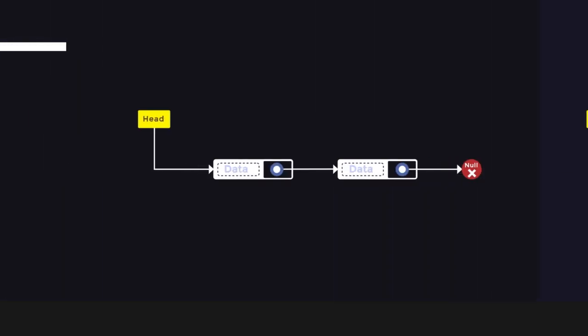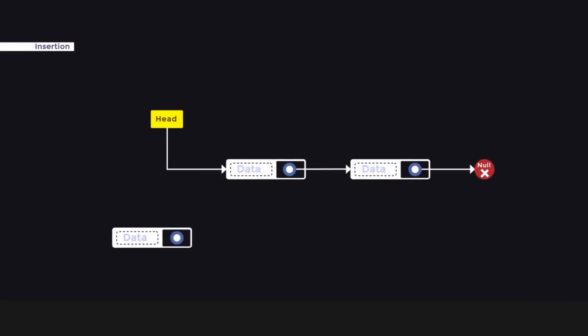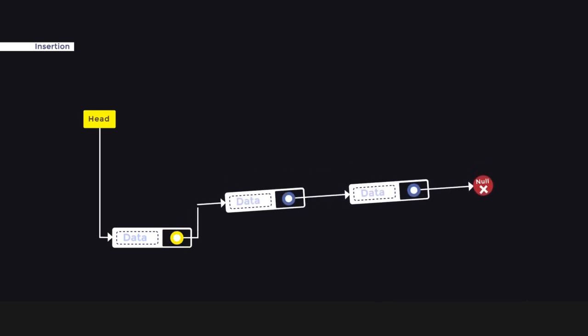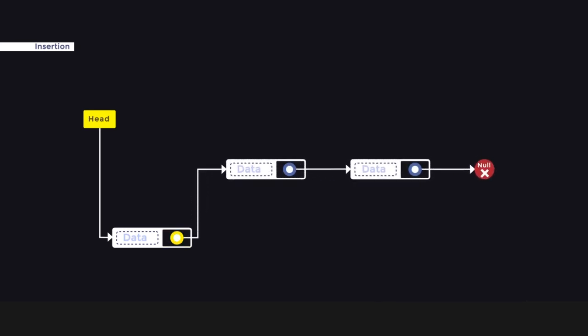And for the insertion operation, suppose we want to add a node at the beginning of the linked list just after head. The only thing that we need to do is to allocate memory for the new node and store data, then change the pointer of the head to point to the new node and change the pointer of the new node to indicate the next node.